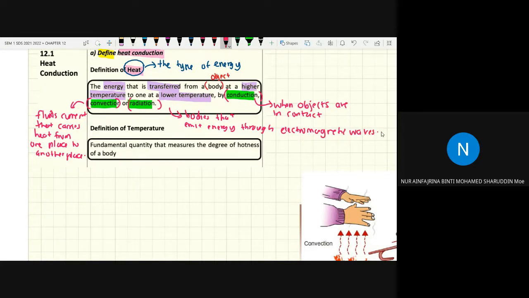Okay, so that is the definition of heat. So dia adalah energy. Energy transfer from a higher temperature to a lower temperature daripada objek itulah. So dia akan ada 3 proses, either conduction, convection or radiation.